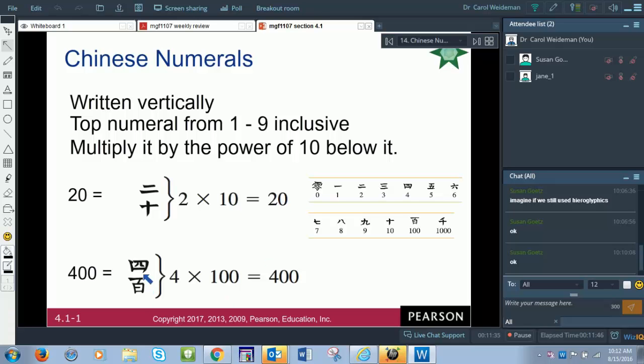We take a look at this one and we notice that it's got a 4 over top of a symbol for 100. So this is 400. That's why it's called multiplicative. And you're always going to start from the top and go to the bottom.